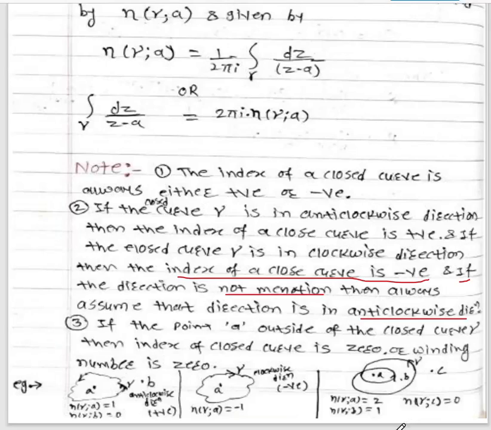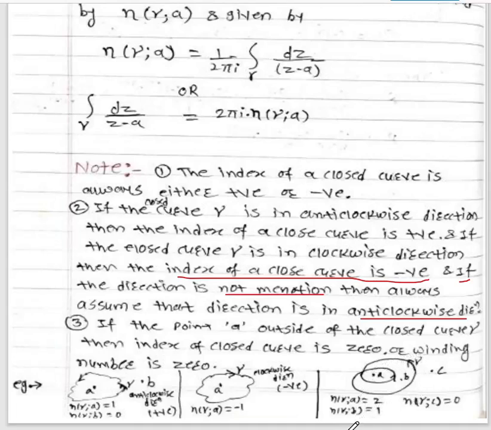Therefore, the index of a closed curve for point A is given as follows. This is the first winding, and this is the second winding. So we can say that the index of the closed curve gamma at point A is 2, because the curve winds around this point 2 times.